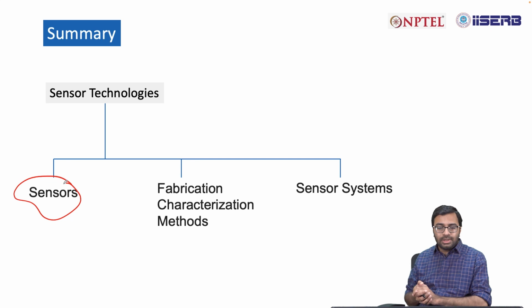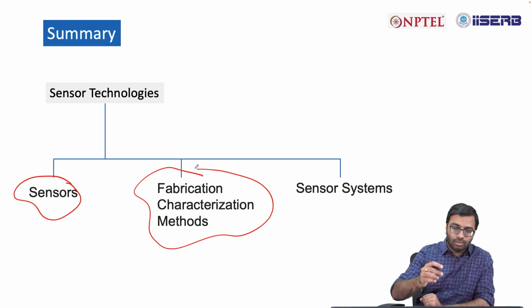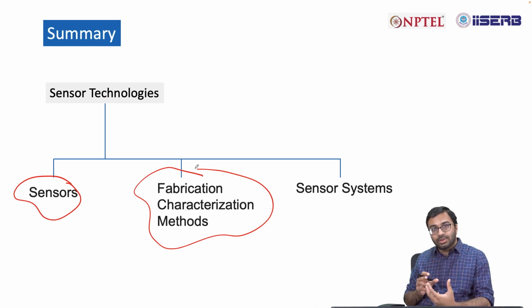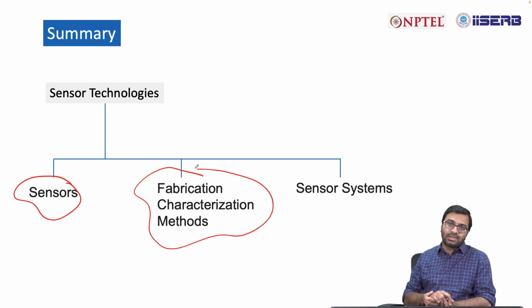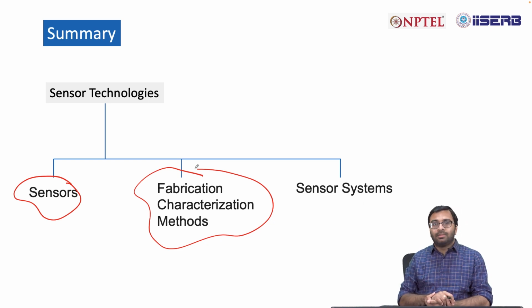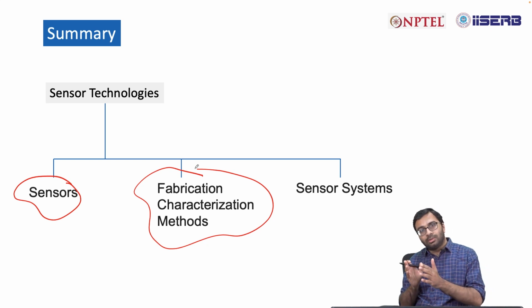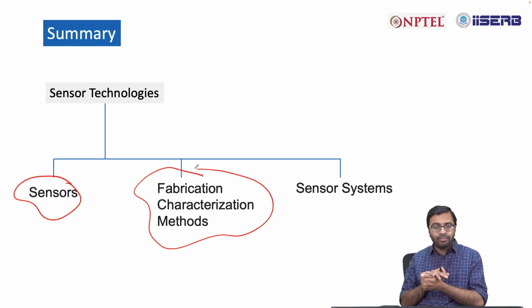Then we have also seen different fabrication and characterization methods, as I have mentioned over here. So what are the different fabrication methods, what are the different characterization methods, that also we have seen, right from basic microfabrication technique to micro nanomaterial characterization techniques. For example, electron microscopy, optical microscopy, and so on and so forth. So this fabrication idea will provide you basic understanding regarding different sensor fabrication methods.